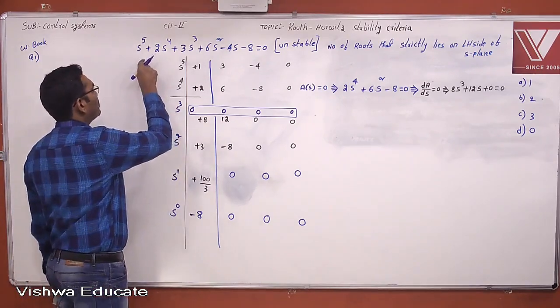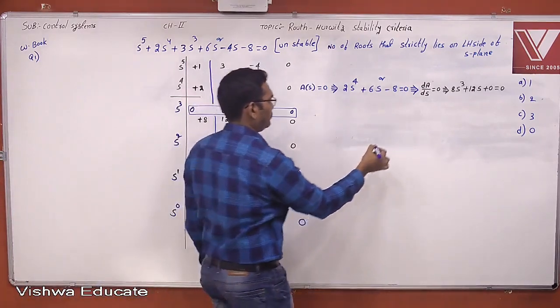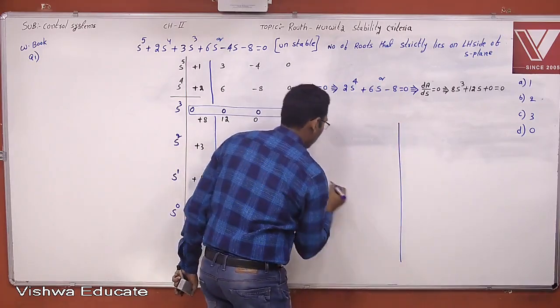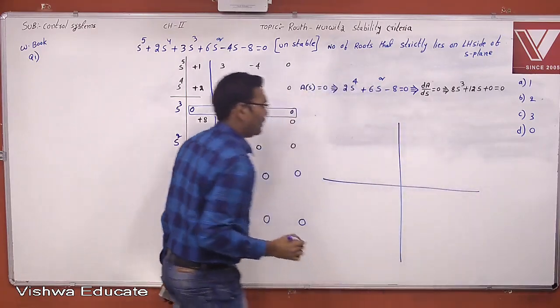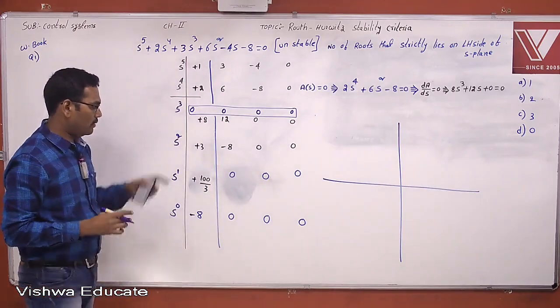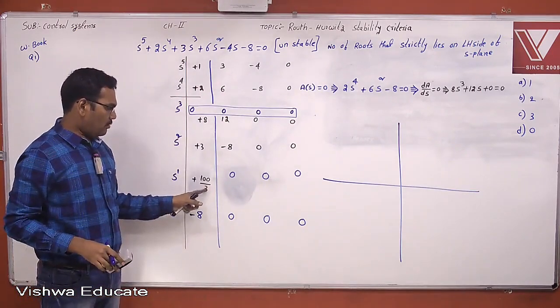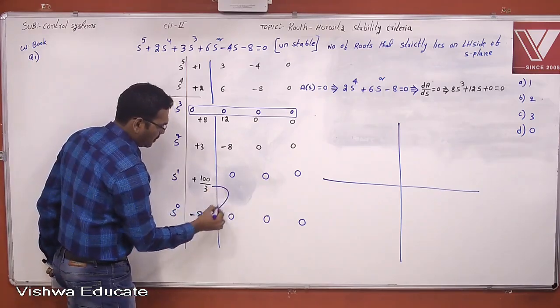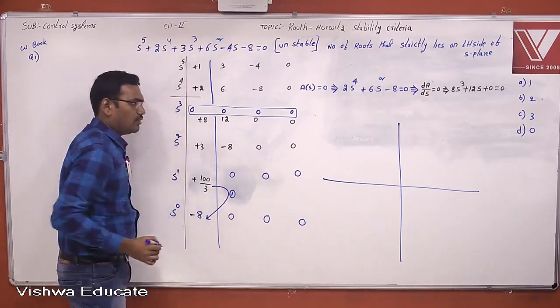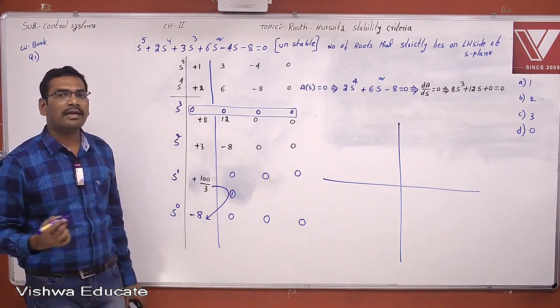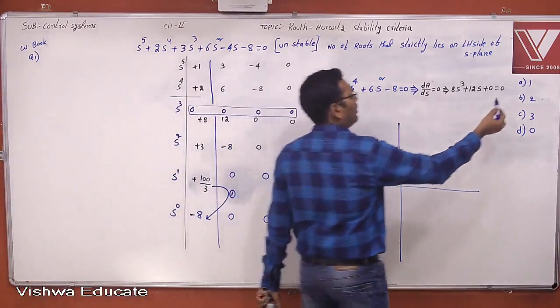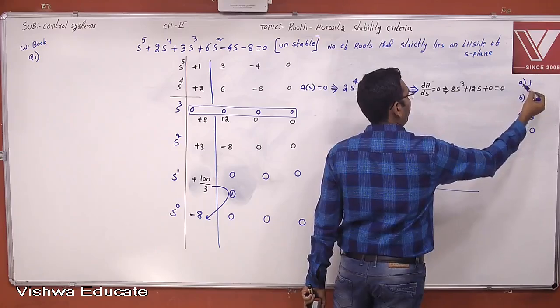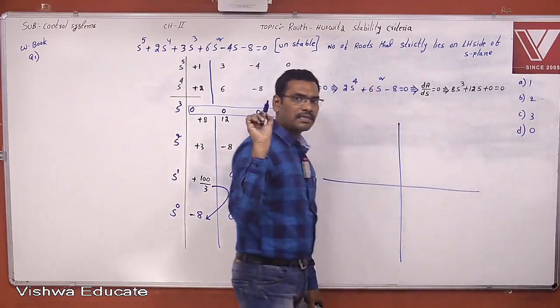Total number of poles are 5. Now how many sign changes are there? This is one sign change. Therefore, one pole lies on the right hand side of the S plane. Therefore, option 1 is 100% wrong.